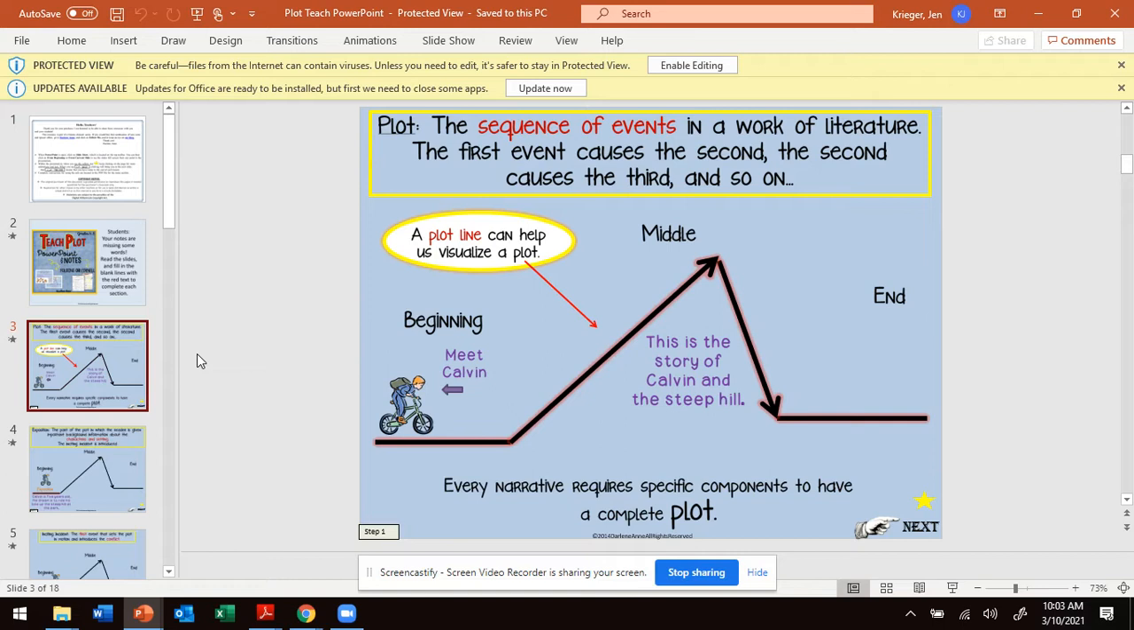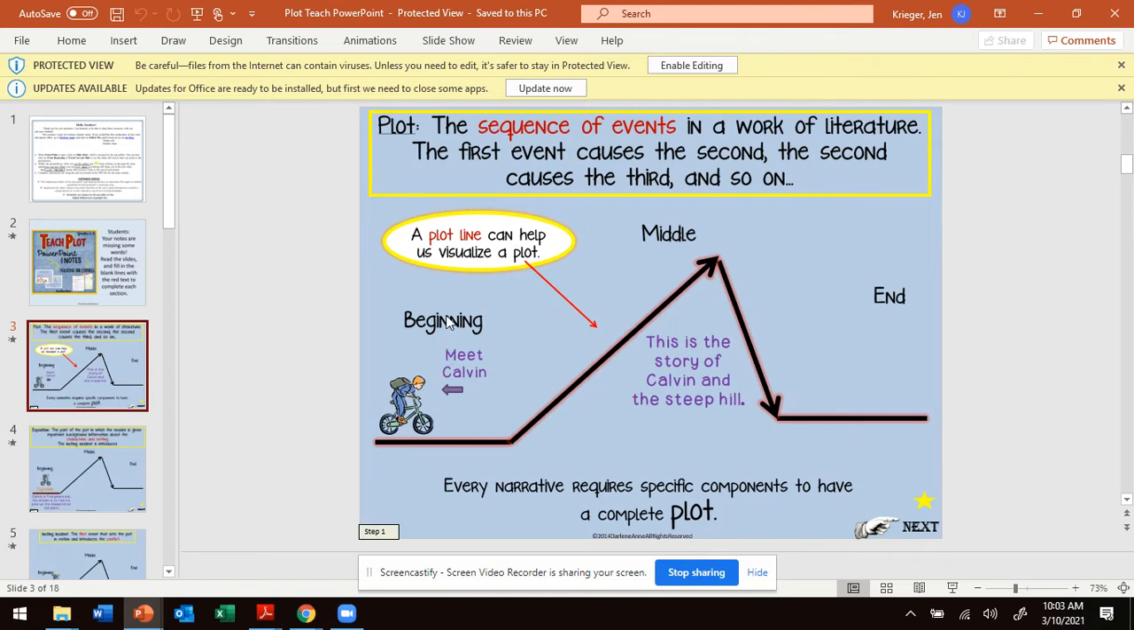So follow along in the slide to help you visualize the story. So remember, the plot in reading refers to the sequence of events in a work of literature. The first event causes the second, causes the third, and so on. So in reading, this might look like a mountain to you, a roller coaster. So you're going to diagram or just write out the plot in today's story.